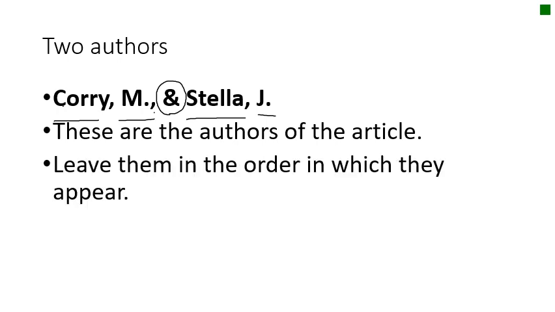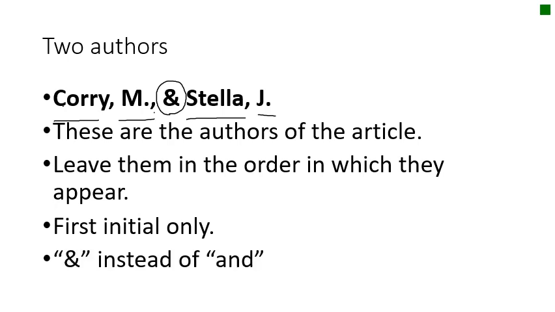So these are the two authors of the article, and you'll leave them in the order in which they appear. Even if they're not alphabetical, you just leave them the way they appear. First initial only, as a reminder. We will use the ampersand in the citation, and in the paragraph itself, and we'll talk about this later, if you were to introduce these authors, you would use "and" spelled out.